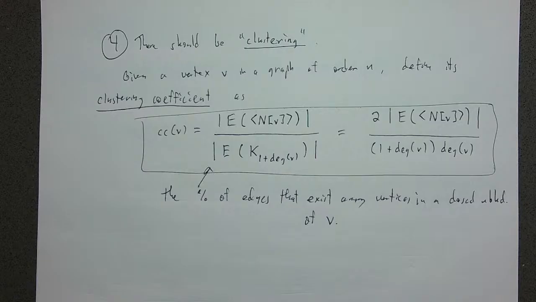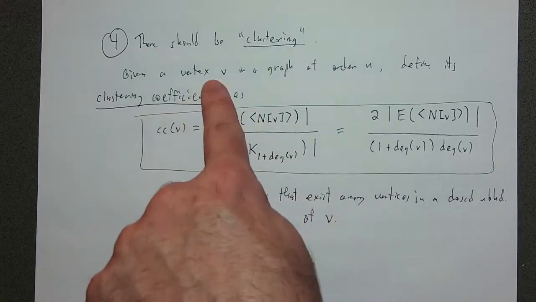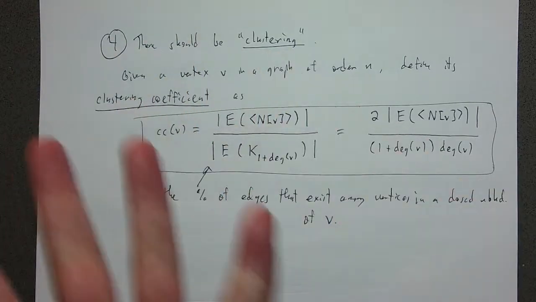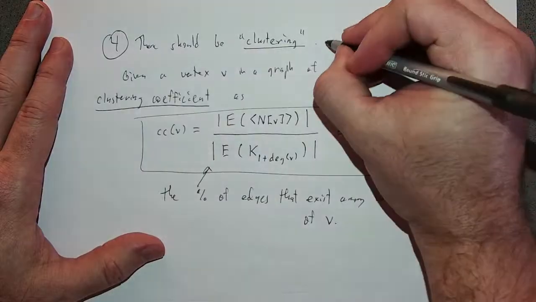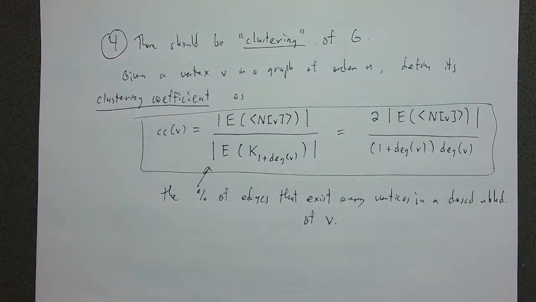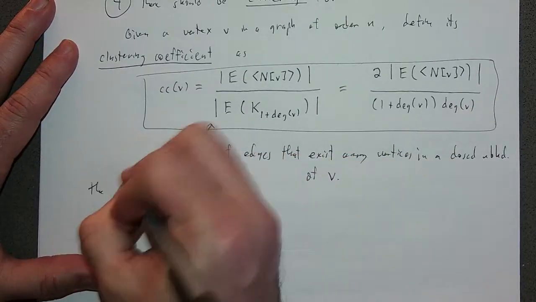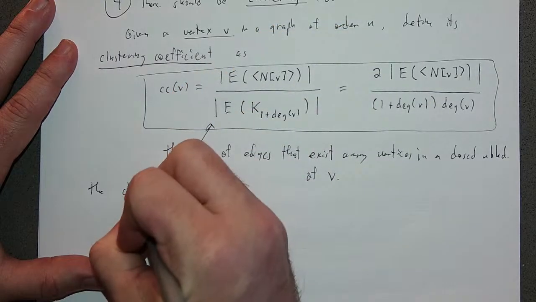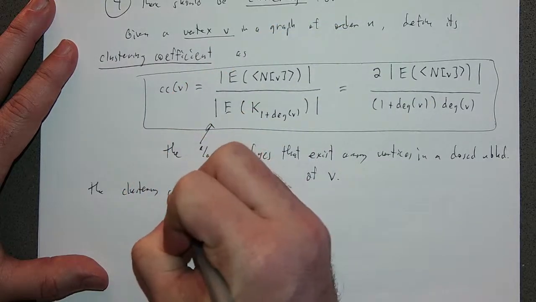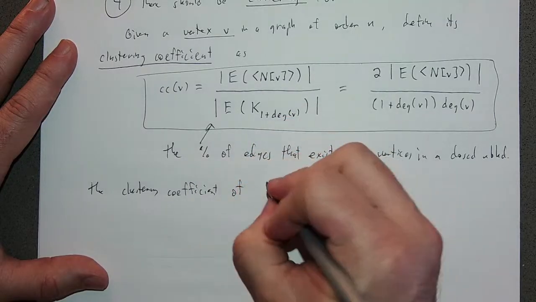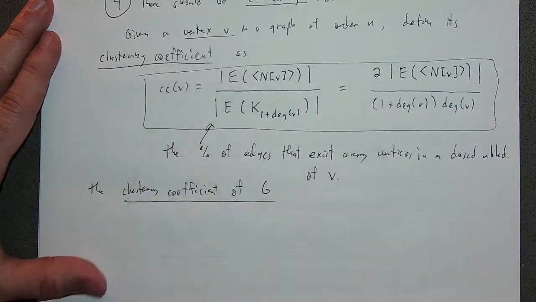Okay. Now this is the clustering coefficient of a vertex. How do I measure the amount of clustering that the graph has, right? So there should be clustering of G. This is clustering of a single vertex. So what does clustering of G mean? So the clustering coefficient of G, so this is the clustering coefficient of a vertex. The clustering coefficient of G is then the average of the clustering coefficients.